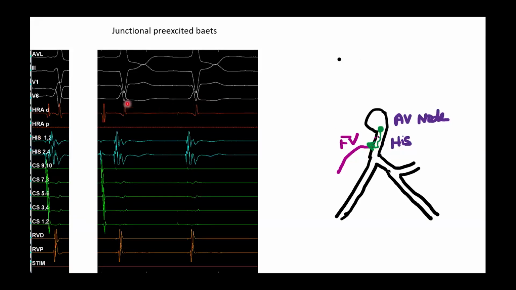Here you can see these are the first beats. This is the atrial conducted beat. Here H is seen. Here you can see there is no atrial activity before that. So it is a junctional beat. This junctional beat will also have the same morphology as the previous beat. So this is definitely indicative of the fasciculoventricular pre-excitation.